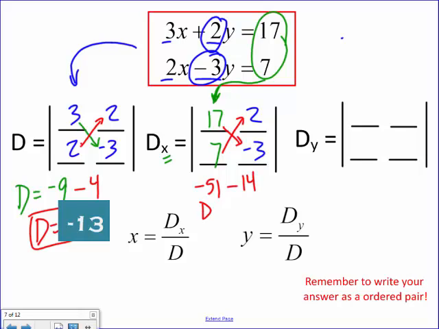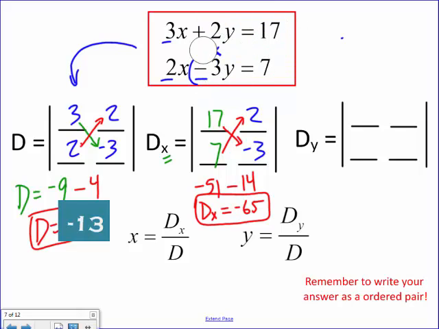So this is going to be dx, right? Negative 51 minus 14 gives me negative 65. So I'll box that there. And then lastly, we have dy.